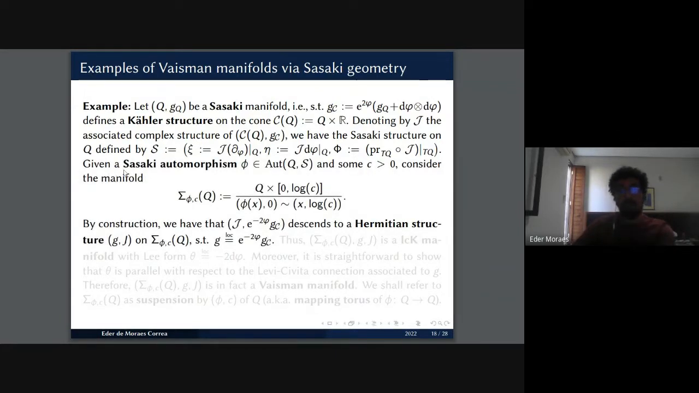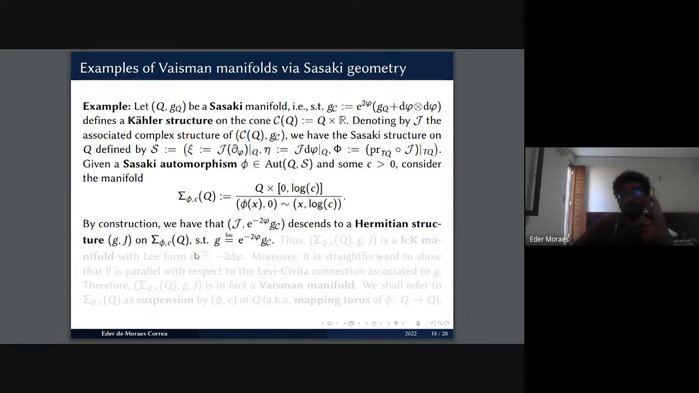Now, given a Sasaki automorphism and a positive real number, we consider this manifold, which is a quotient. It can also be described in terms of a holomorphic action. In fact, this manifold is an orbit space associated to some suitable holomorphic action defined on the cone. By taking this conformal change on the metric on the cone, we have a Hermitian structure on the cone, which is globally conformal Kähler. It's not the Kähler structure which I denoted before. It's a Hermitian structure, and this Hermitian structure descends to a Hermitian structure on this quotient manifold.